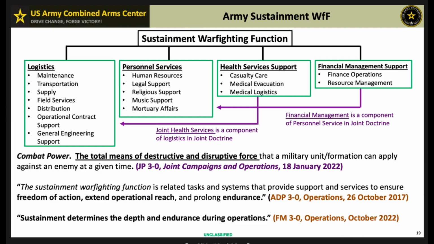The Army sustainment warfighting function is divided into 4 categories: logistics, personnel services, health services support, and financial management support. And take note, once again, how the 2 joint sustainment function components are distinguished by the text in purple.